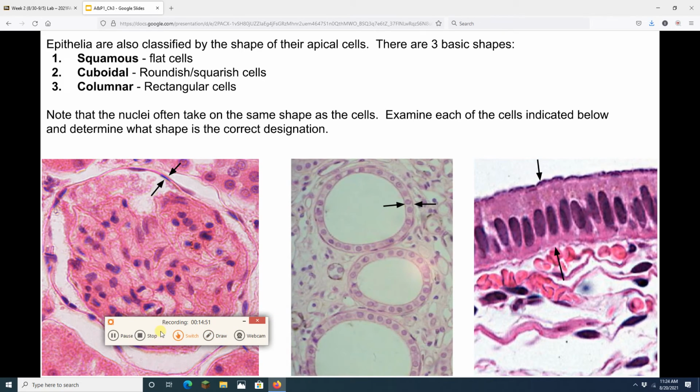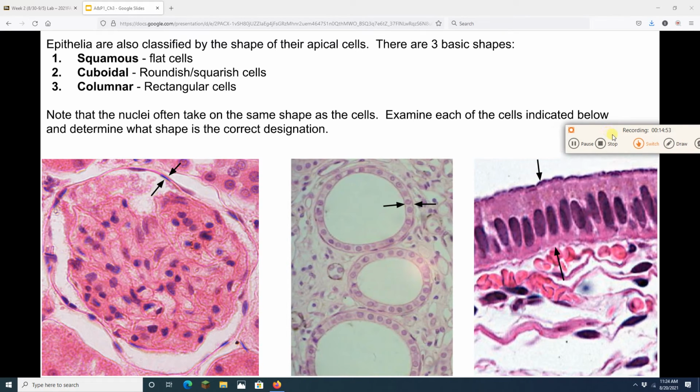We can also classify the epithelium based on the shape of the apical cells. So the cells next to the open space. Now, there are three basic shapes. Squamous, which means flat. Cuboidal, which means the cells are roundish or squarish. Or columnar, which means that the cells are rectangular or oval-ish. A lot of times it's helpful to look at the nuclei because the shape of the nuclei will generally mirror the shape of the cell.